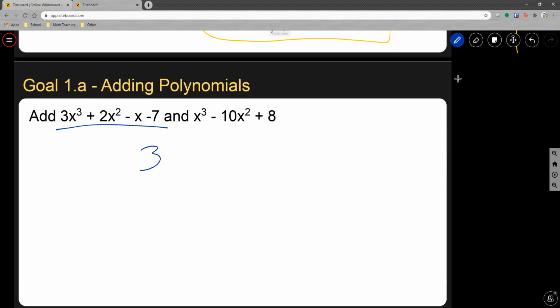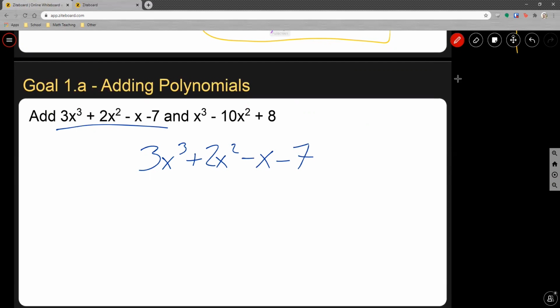polynomial up on top. Since it's addition, the order doesn't really matter because addition is commutative, meaning I can add them in any order. In other words, if I have 4 plus 3, I get 7. If I add 3 plus 4, I also get 7. So the order doesn't matter with addition.